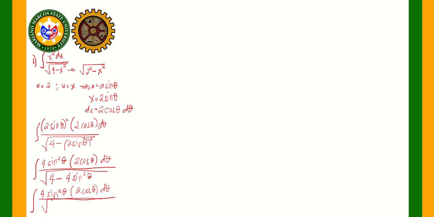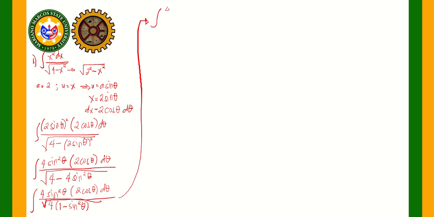we can factor out natin si 4, and then this will be equal to 1 minus sine squared theta. Okay. So, from there, tuloy natin dito sa kabila. Okay. So, from there, pwede na nating ilabas to from the radical sign, radical symbol. Kasi square root of 4 is equal to 2 naman, and multiplication naman yung operation niya.